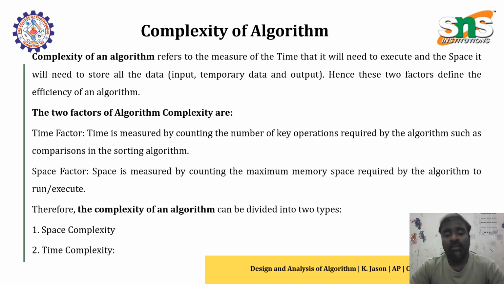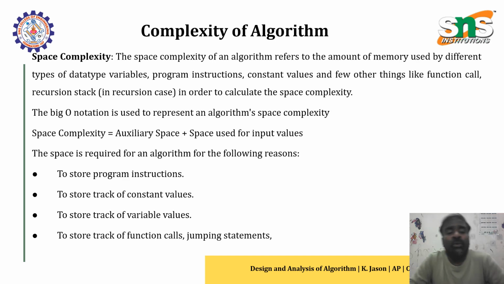Next, the complexity of an algorithm is divided into two types: space complexity and time complexity. So what is space complexity? The space complexity of an algorithm refers to the amount of memory used by different types of data, variables, program instructions, constant values, and a few other things like function calls and recursion. To represent an algorithm's space complexity, the big O notation is used. So big O is the measuring unit for the algorithm.